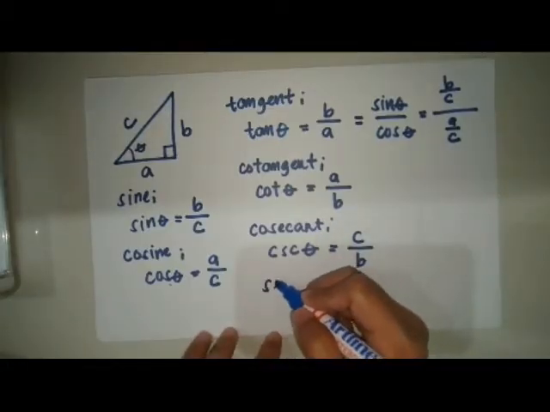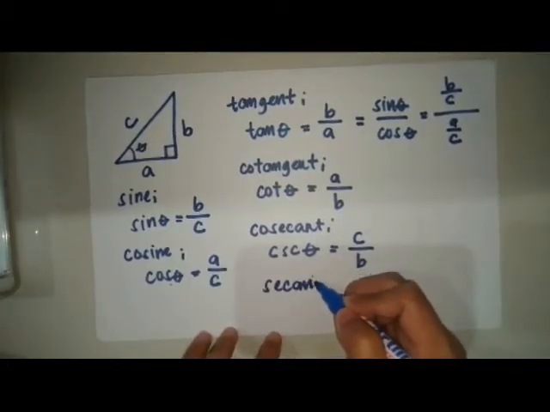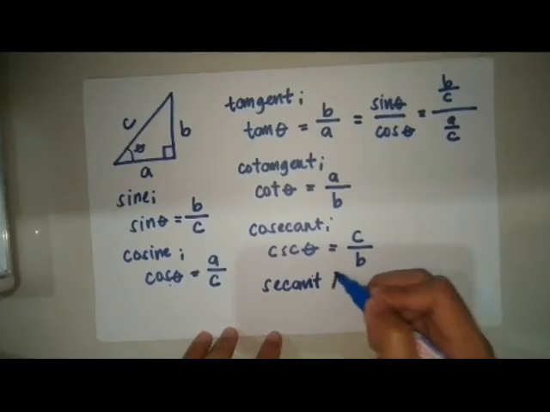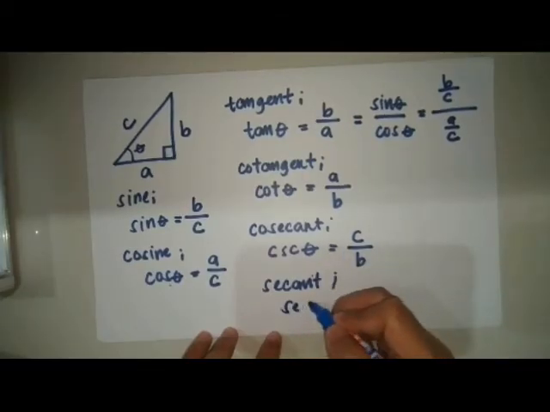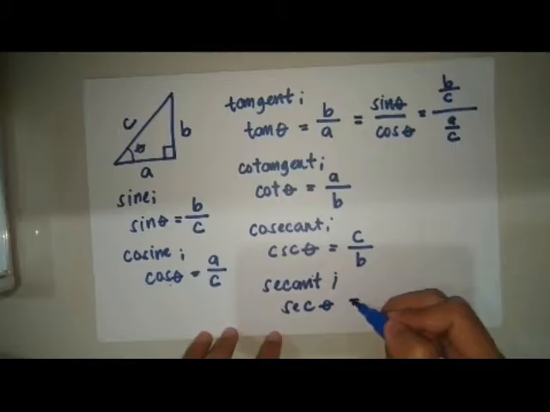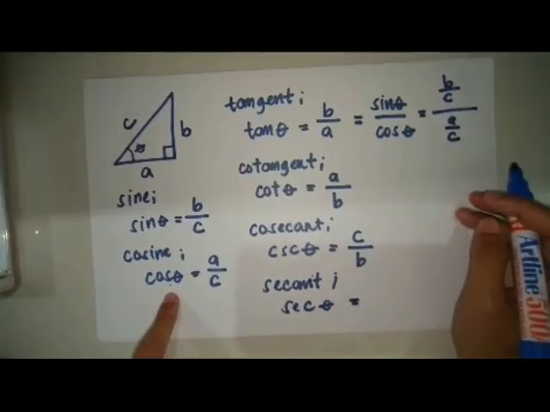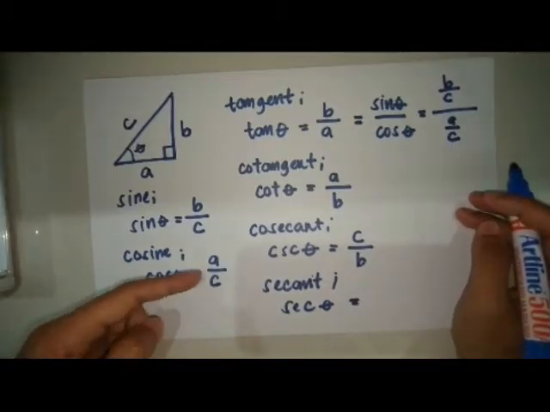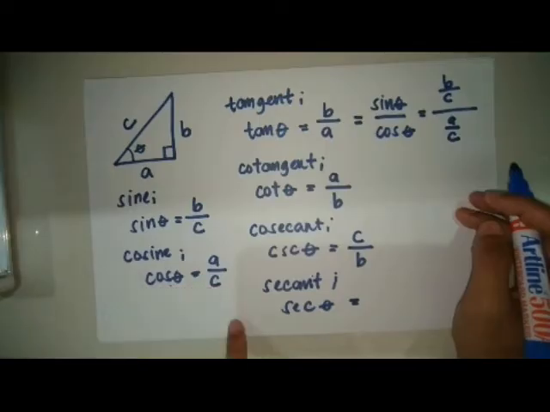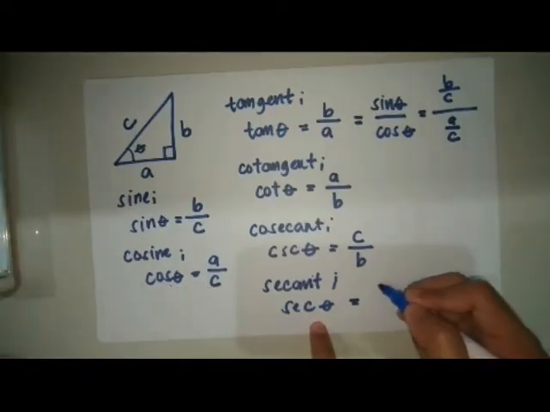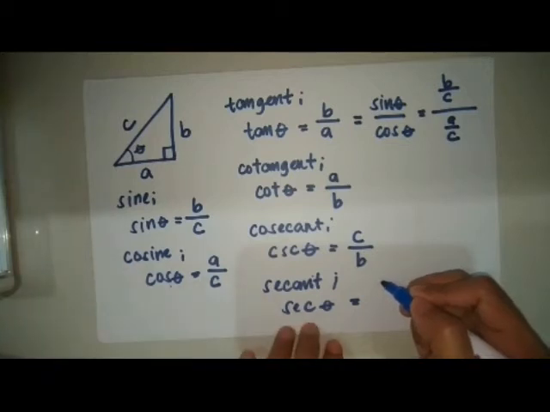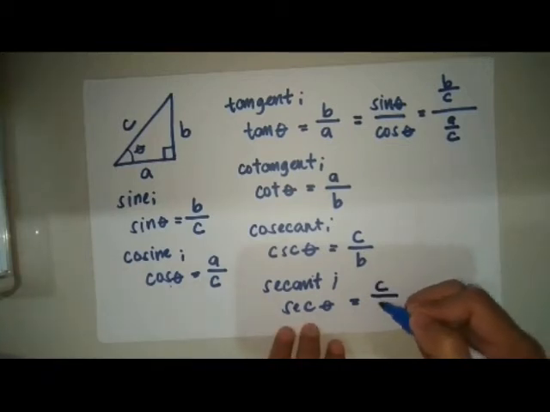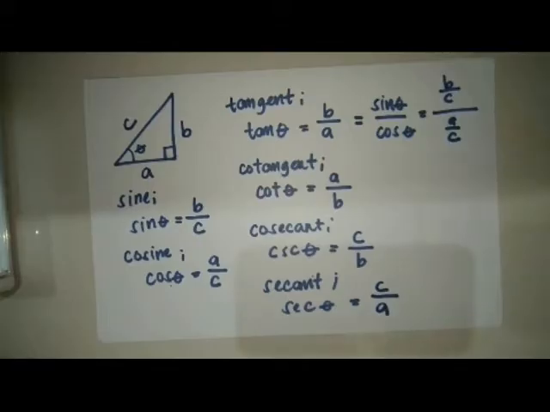So yung secant, you have secant of theta. So that is the reciprocal of cosine. So if the cosine is equal to your adjacent all over the hypotenuse, yung secant theta naman is, since it is the reciprocal, it is equal to your hypotenuse over adjacent. So it's very important to know these 6 trigonometric functions.